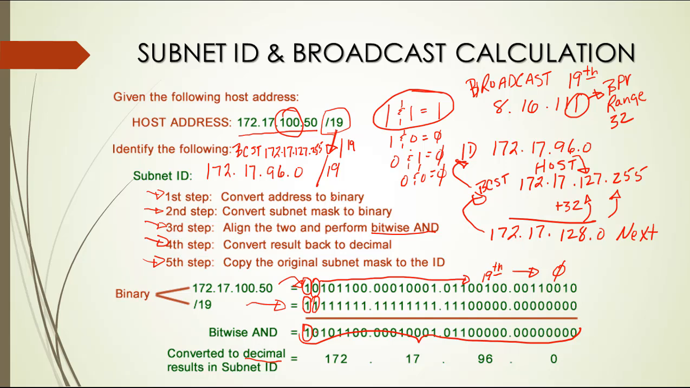So there you have it. We've talked about the formulas that we need to calculate how many addresses are in a particular subnet with a given subnet mask. You take 2 away from that, and that gives you the total number of host assignable addresses. And we've also taken a look at the bitwise AND process that we can use to calculate the ID for a given host and subnet mask.